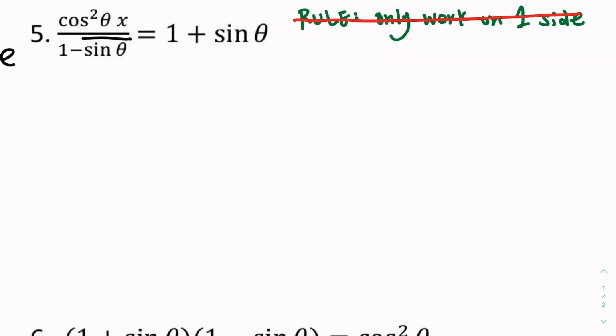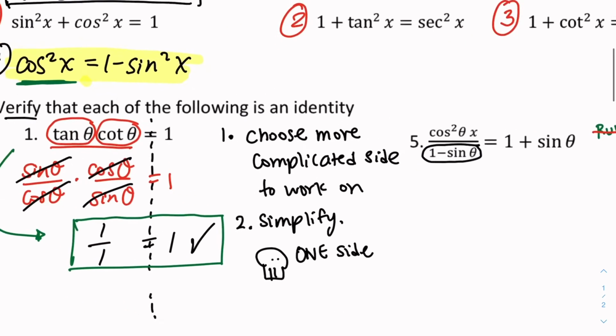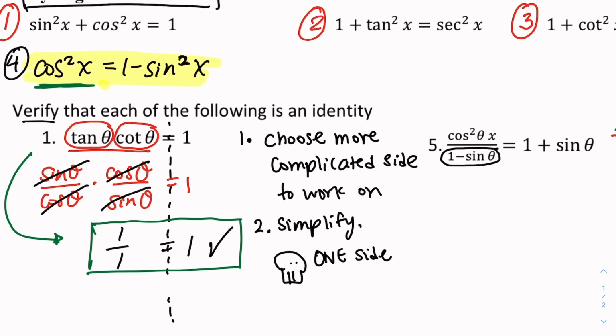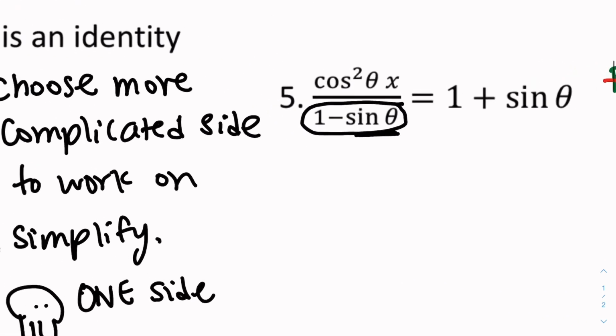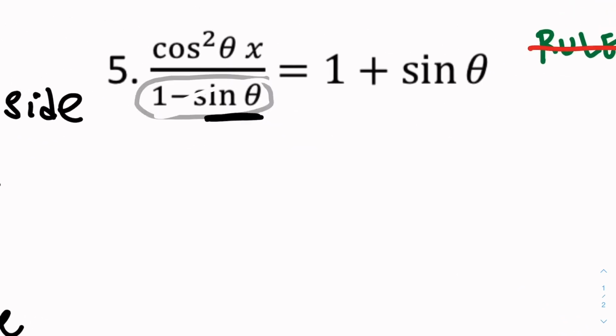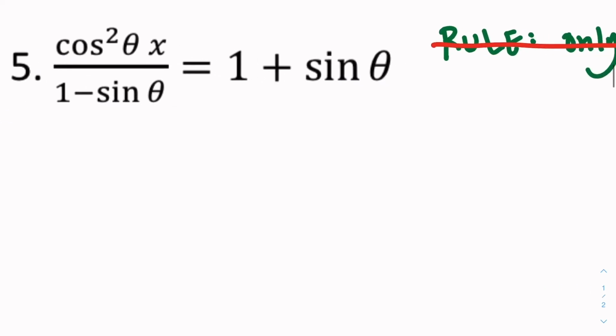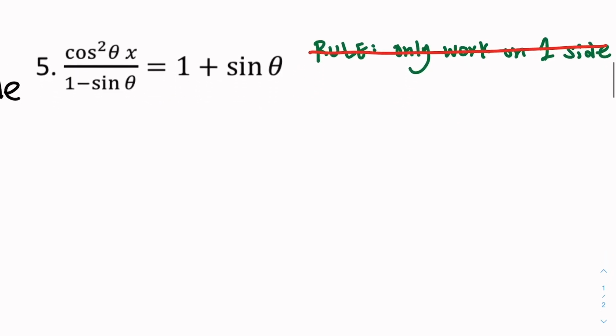Unlike the previous problems, I can't replace this using our formula 4. Why not? Well, formula 4 involves 1 minus sine squared, but we only have sine. So we can't use that formula. And with 1 minus sine, you might be thinking, oh, just get rid of the squared on the cosine too. But that's not how that works. That's wrong.